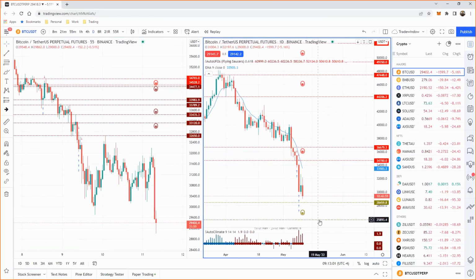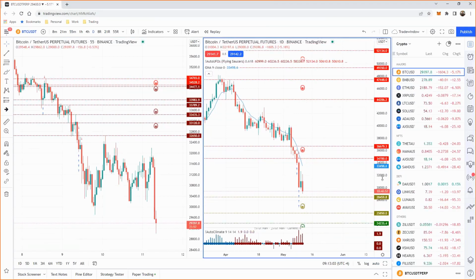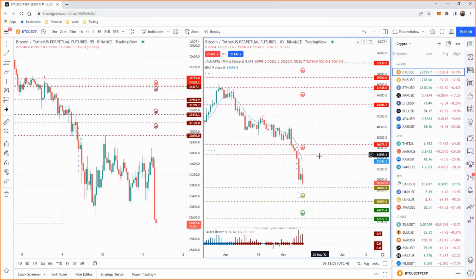The reason why I want to look at this is not to pick the bottom of Bitcoin and say, all right, this is where it's going to bounce from. I'd like to see if there's any potential to get on this trend as it's pulling down.